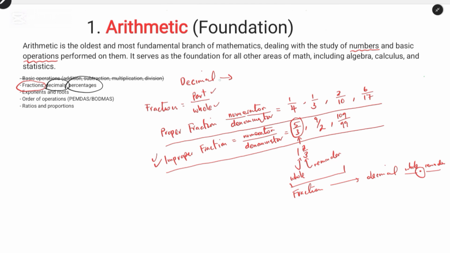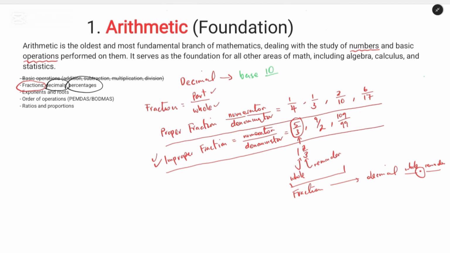Now we can define a decimal number as a way of representing numbers that are not whole, using a decimal point to separate the whole part from the fractional part. You should always remember that the decimal number has a base of 10, apart from all other number systems, which makes it very essential for precise measurement, money, and scientific calculation.